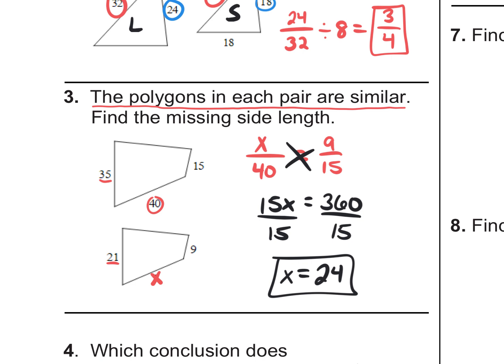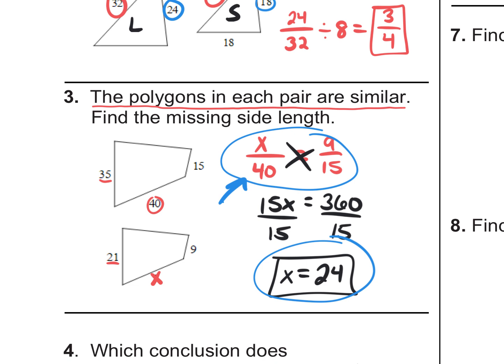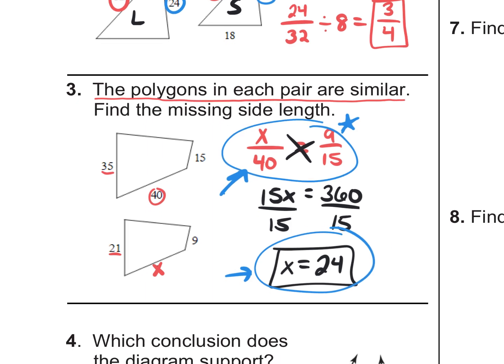On your test, just like all your worksheets, I need to see 2 things on each problem. I need to see your proportion, and I need to see your answer. I care more about your proportion than I care about your answer, because this proportion is the main thing that we learned this chapter. So, just like all your worksheets, show the proportion and show your answer to get full credit.